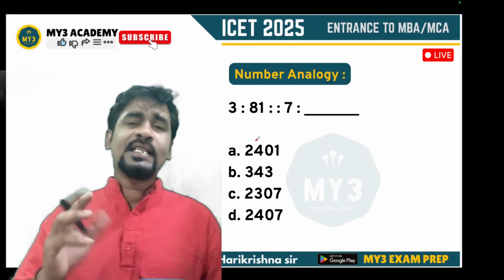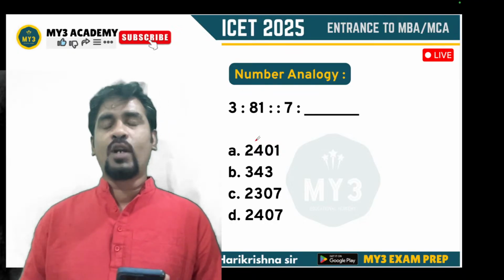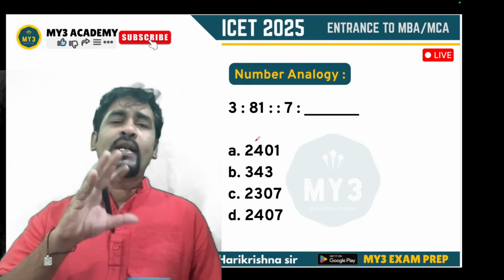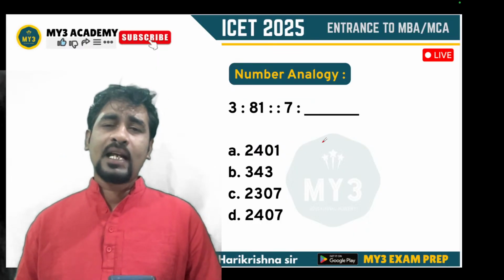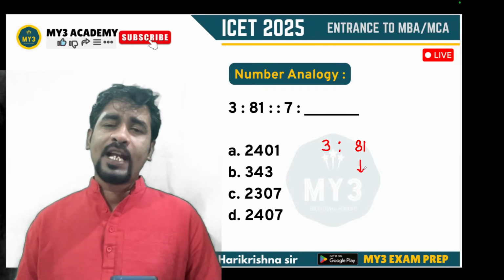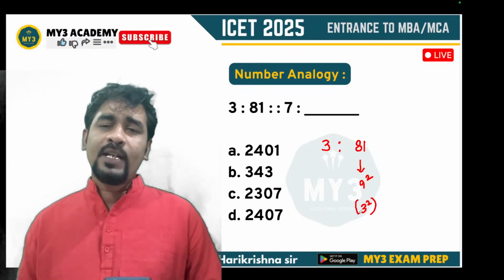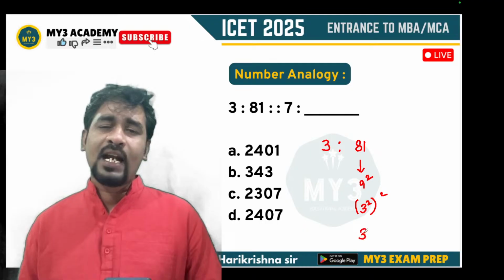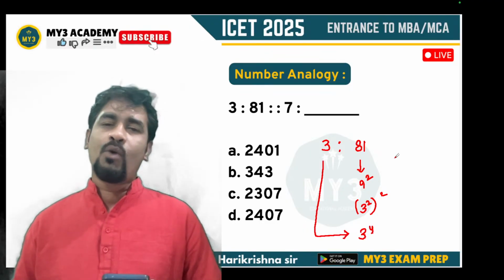3 is 81, and 7 will be what? Look at the relationship between 3 and 81. How are these two numbers connected? 81 is a familiar number. It's a perfect square. We can write this as 9 square. 9 can be written as 3 square. So 3 square whole square means we can write 3 becomes 3 power 4.